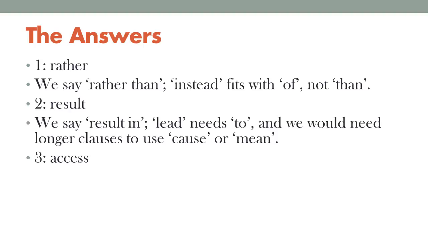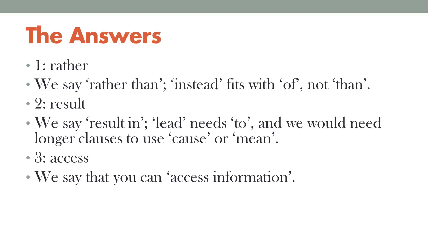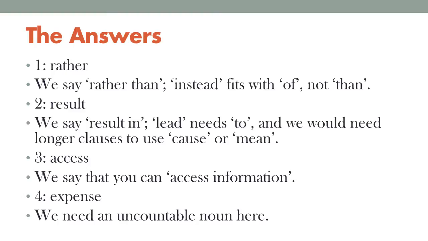For number 3 we want access. You can access information. This is what we call a collocation. The 2 words go together. And then 4 we say expense, because we need an uncountable noun here. Okay, for the others you can have a look.